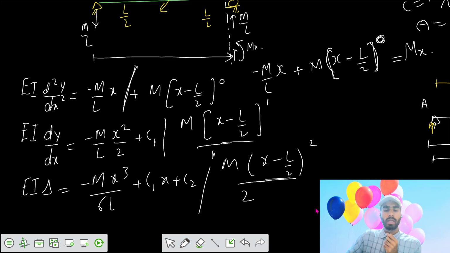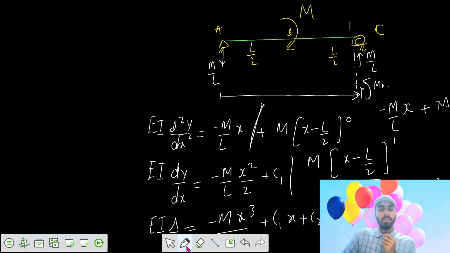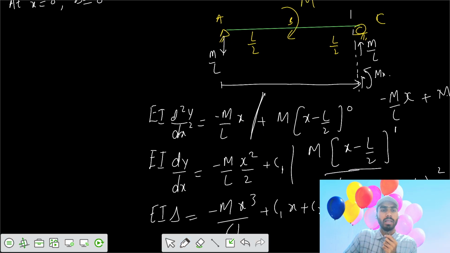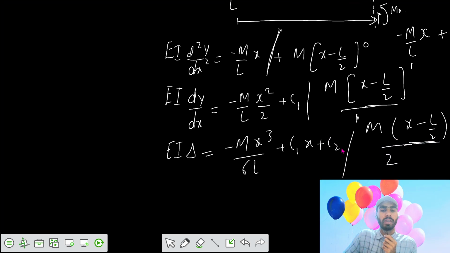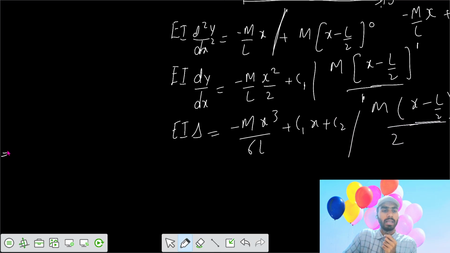Then we have to apply the boundary conditions. Let's apply the boundary conditions. We know that at x equals 0, your delta is 0. We don't know the value of theta; theta could be anything, we don't know the value of theta at A. So at x equals 0, delta is 0. Then substituting the value of delta in this equation, we get 0 equals 0 plus c1 into 0 plus c2.